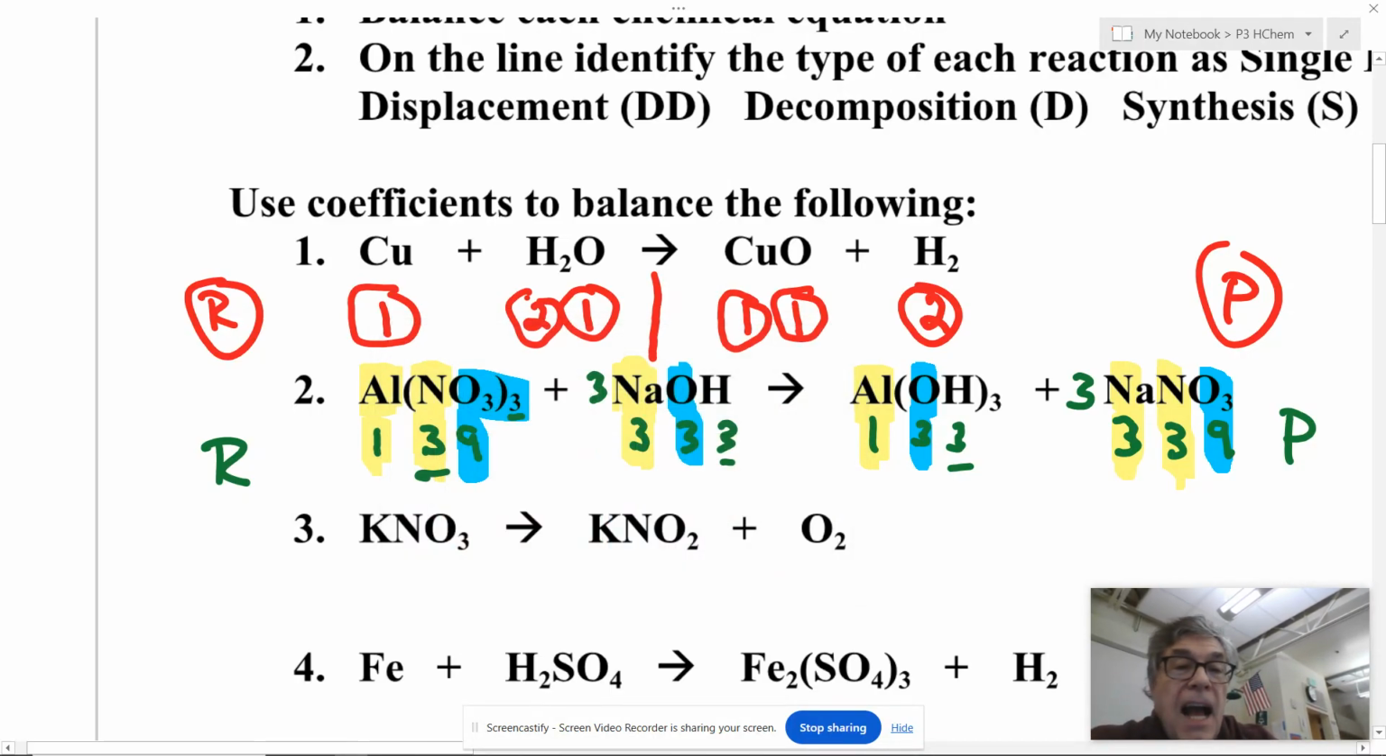What's left? Hydrogen. Let's look at the hydrogen and hope it's balanced. I have 3 hydrogen here, and I have 3 hydrogen here because of this subscript outside. Yes, number 1 and 2 are now balanced. So that's the process of balancing the chemical equations.